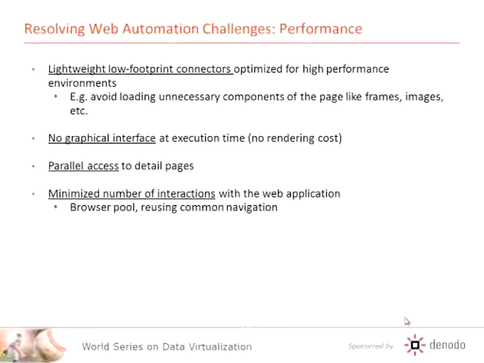Regarding performance, a web automation process will run significantly faster than what a human could achieve by using the web interface. Now, there are several reasons why the Denodo web automation process is fast and efficient. One, Denodo uses lightweight, low-footprint browsers. These browsers are optimized for high performance. And one way this is ensured, for example, is to avoid loading unnecessary elements of the page.